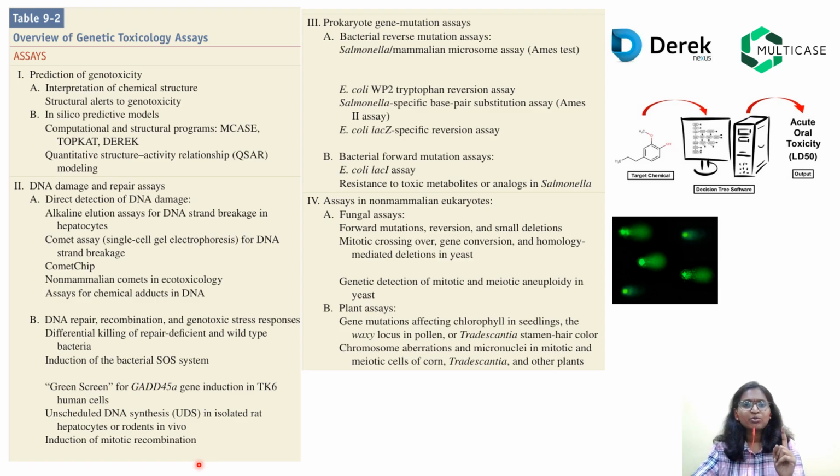Okay, let's see the prokaryotic gene mutation assay: bacterial reverse mutation assay, Salmonella mammalian microsome assay, Ames test, E. coli tryptophan WP2 tryptophan reversion assay. So we have various types of Ames assays given. Then we have assays in non-mammalian eukaryotes, plant assays. Coming to non-mammalian, we have fungal assays and we have plant assays also. From this you can understand how important these are.